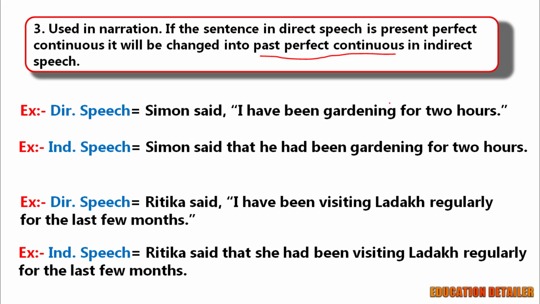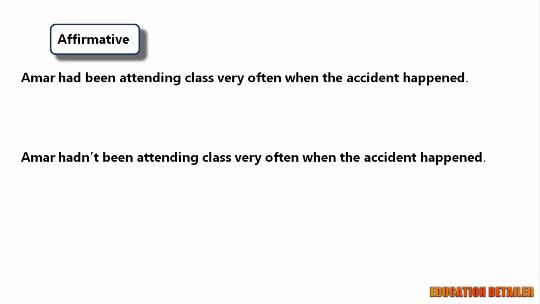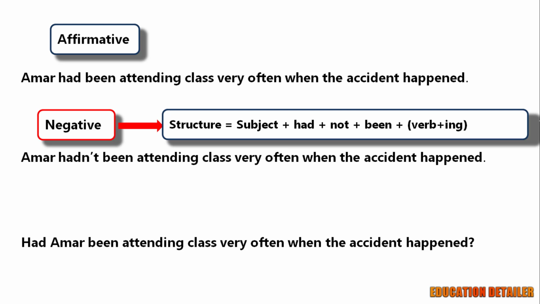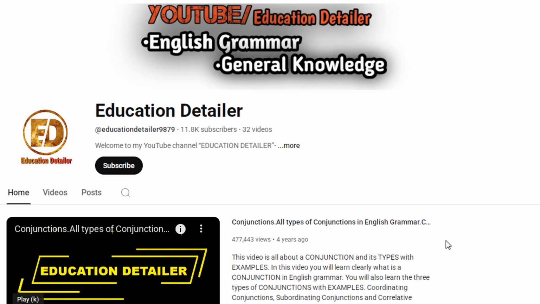Now the three forms of past perfect continuous. Amar had been attending class very often when the accident happened. Affirmative. Amar had not been attending class very often when the accident happened. Negative. Had Amar been attending class very often when the accident happened? Interrogative.